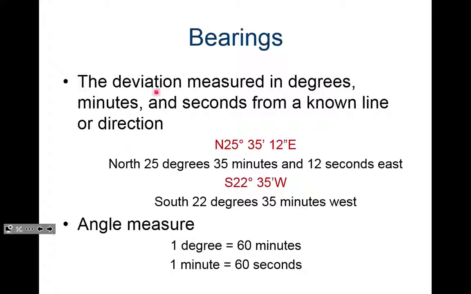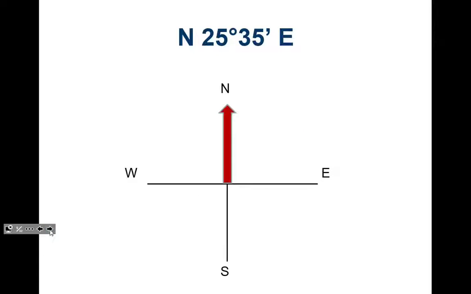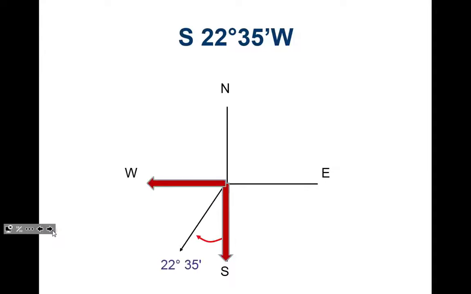Okay, bearings. A bearing is a deviation measured in degrees, minutes, and seconds from a known line or direction. I'll explain this in more detail in a minute. For example, north 25 degrees, 35 minutes, and 12 seconds east, or south 22 degrees, 35 minutes west. One degree is 60 minutes, and 1 minute is 60 seconds. What that might look like: here's north, here's that 25 degrees, 35 minutes, and from the south, here's 22 degrees, 35 minutes.